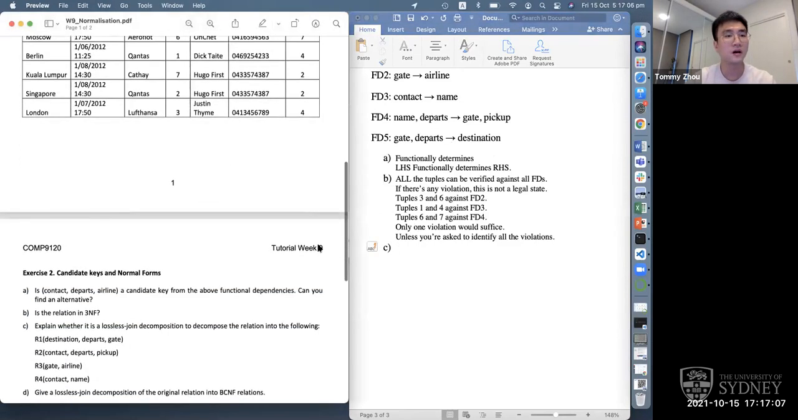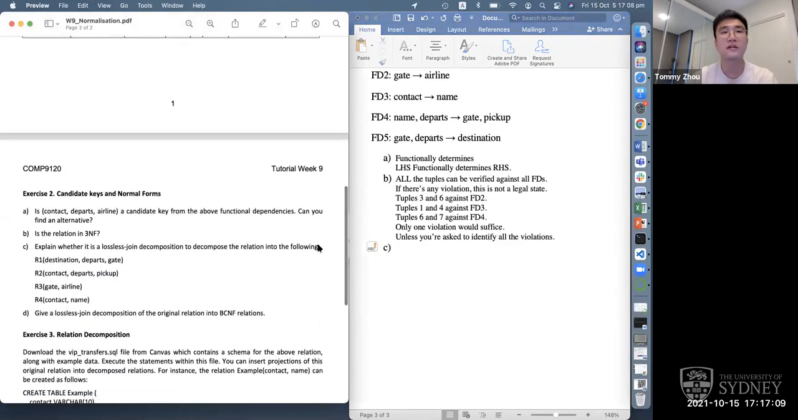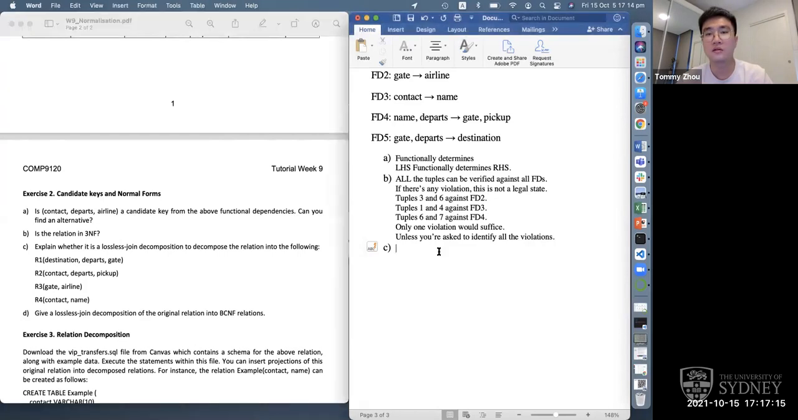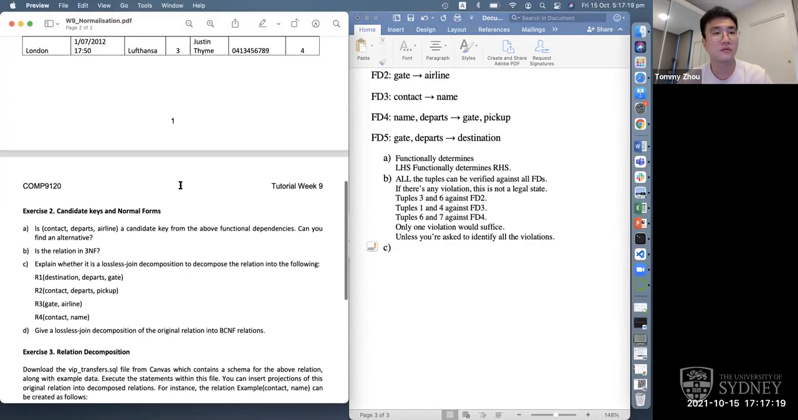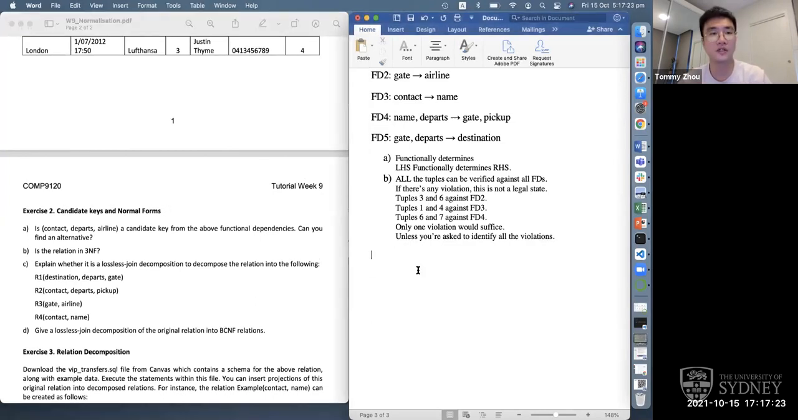Okay, next question. Exercise 2. Candidate keys and normal forms. So before we go further into the question, the first thing you want to be very familiar with is how we would be able to identify or determine a combination of attributes as a candidate key.